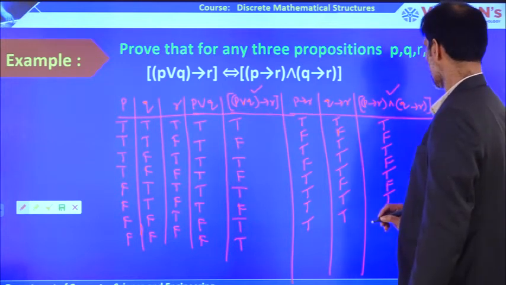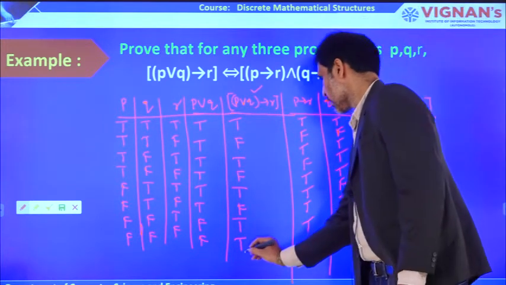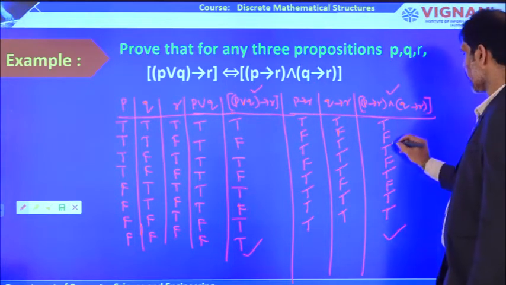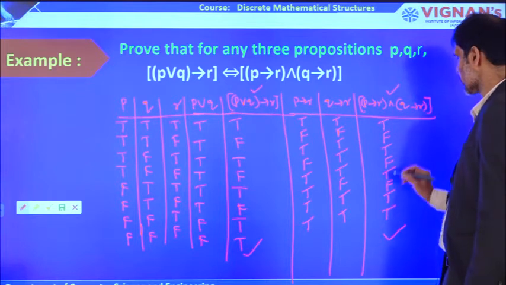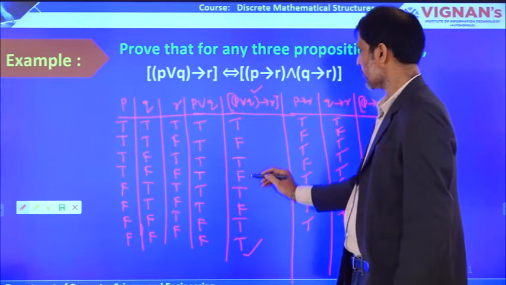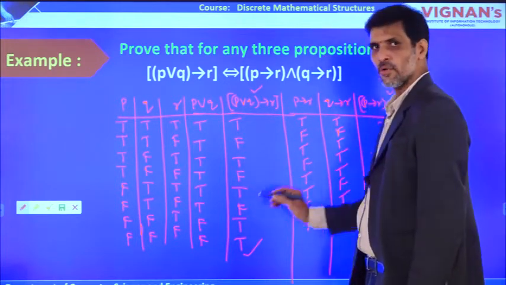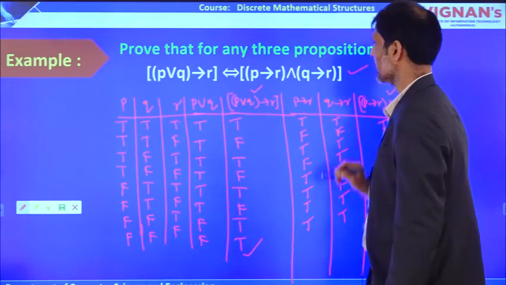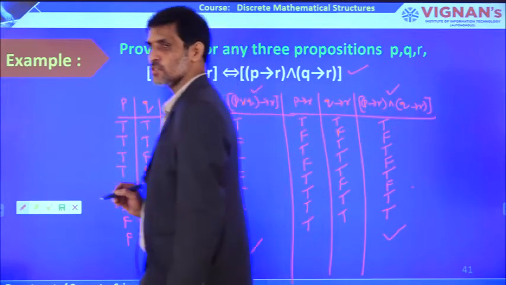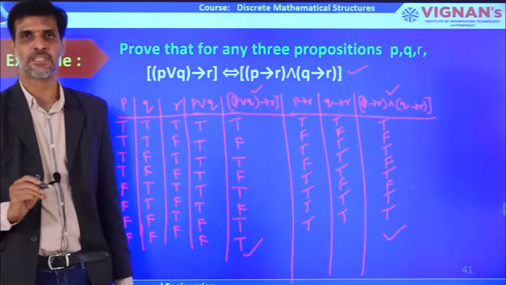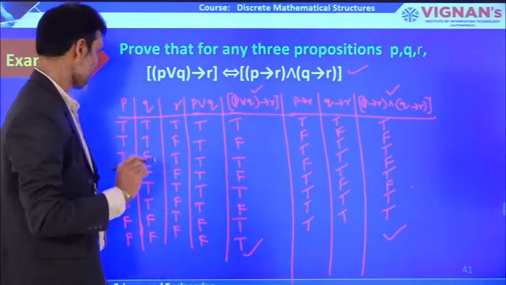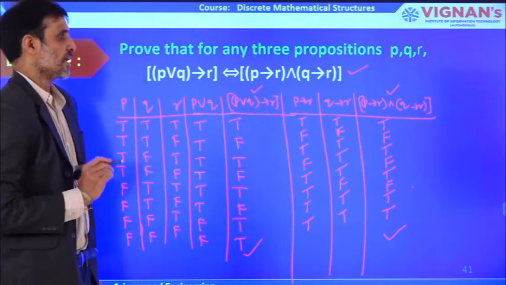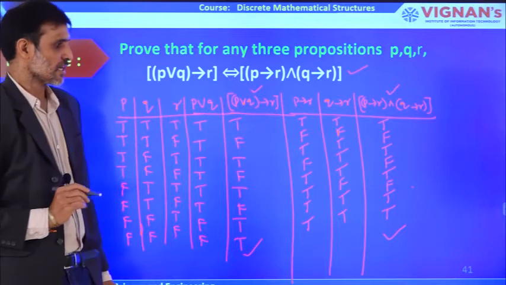Now let us check whether this particular column and this column are equal or not. True, false, true, false, true, false, true, true. True, false, true, false, true, false, true, true. Both the columns are equal. So therefore, these two compound sentences are logically equivalent. This is how we generally check whether statements are logically equivalent.